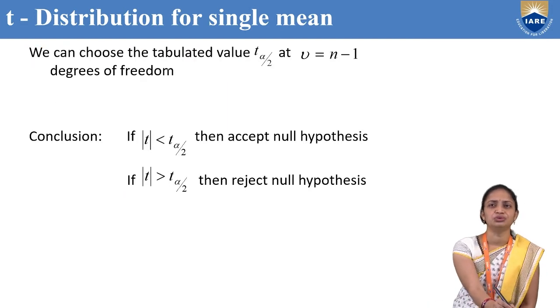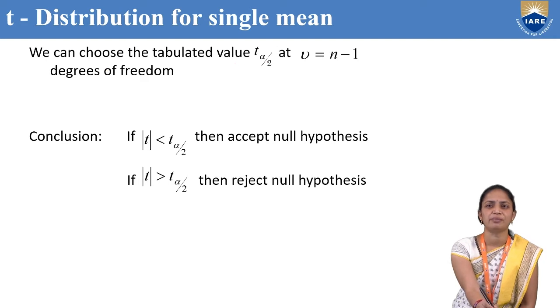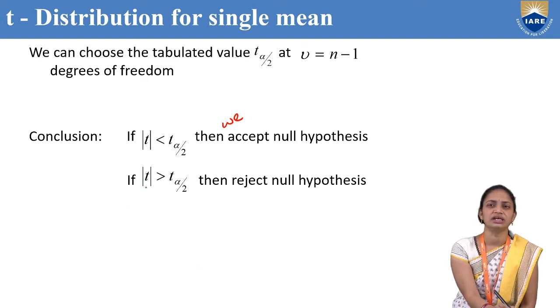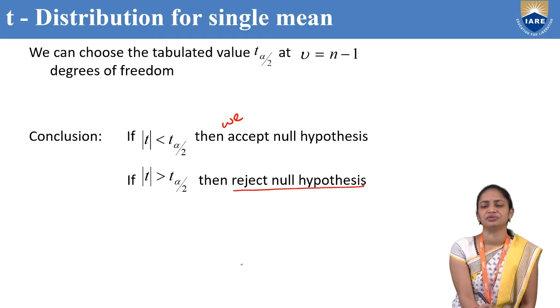We can choose the tabulated value t alpha by 2 at nu equal to n minus 1 degrees of freedom. Conclusion: if modulus of t is less than t alpha by 2, then we accept the null hypothesis. If modulus of t is greater than t alpha by 2, then we reject the null hypothesis.